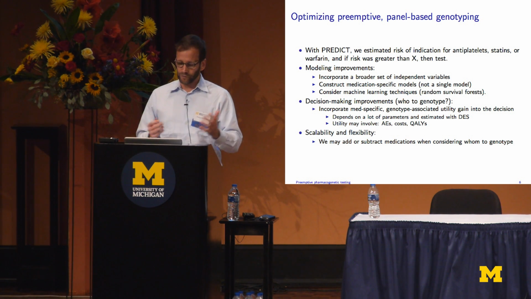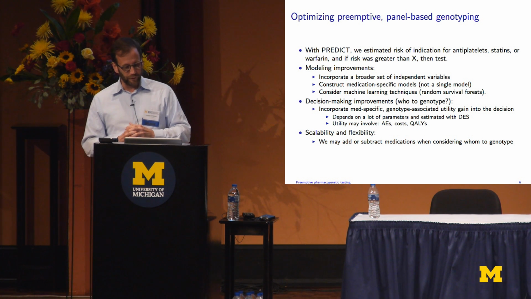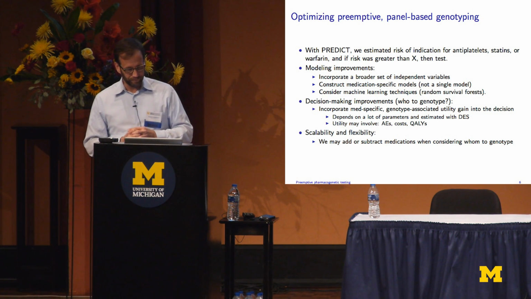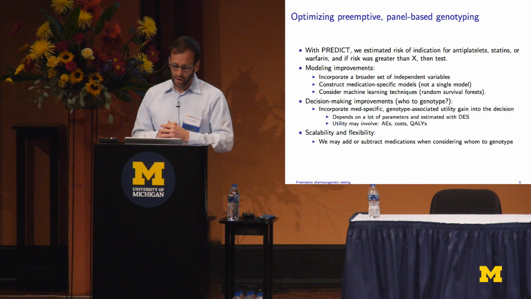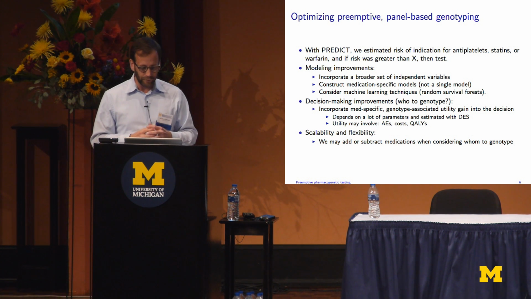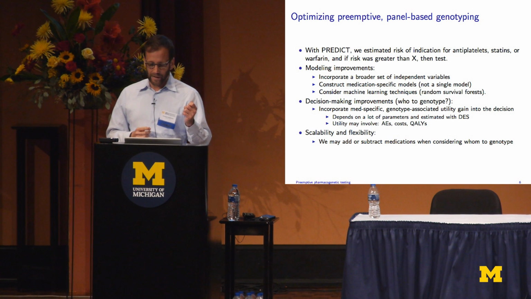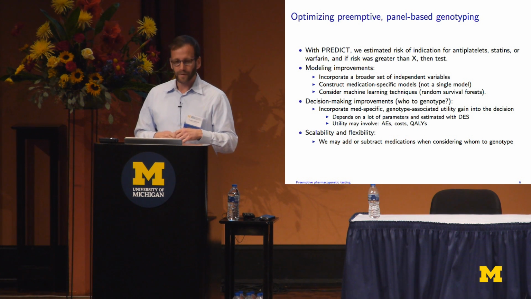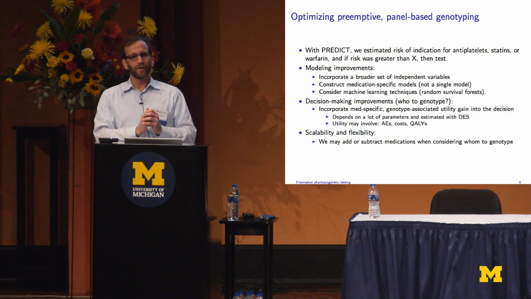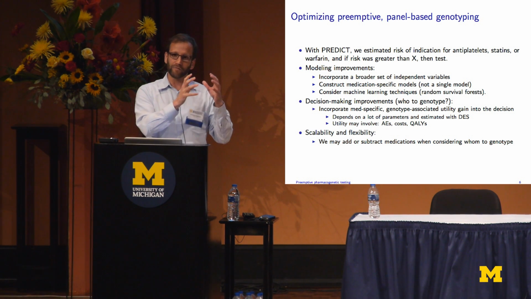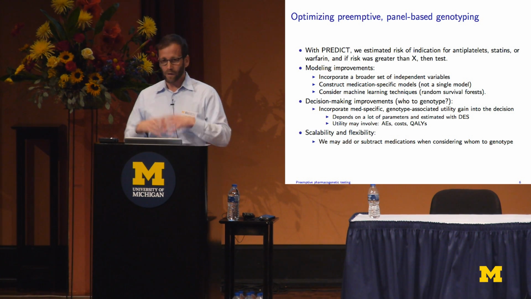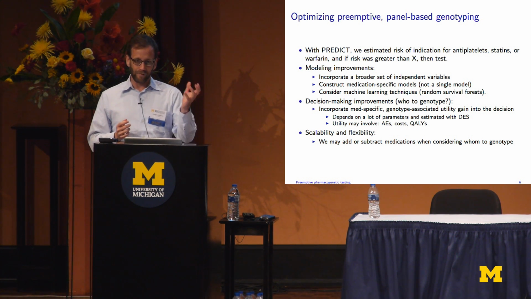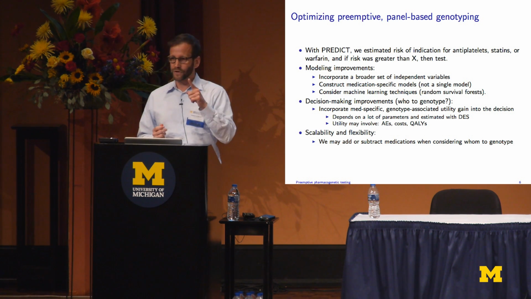You can imagine how much that's going to increase your accuracy. And what I also wanted to do here is consider machine learning techniques to see if they would beat out the approaches that we had been using. So we believe we can improve the modeling approach. We also believe we can improve the decision-making approach, and that is by incorporating medication-specific genotype-associated utility gains into our decision. That is, how important is it for this person to have their genetic information on file for this medication? How important? Well, we want to incorporate the importance of having their genetic data on file into our calculation of who we should genotype.